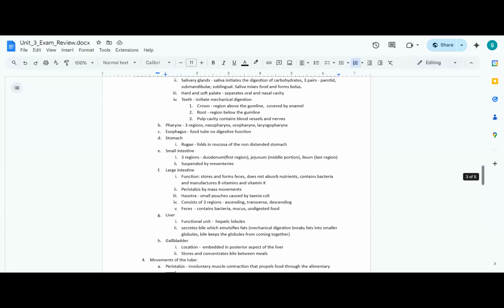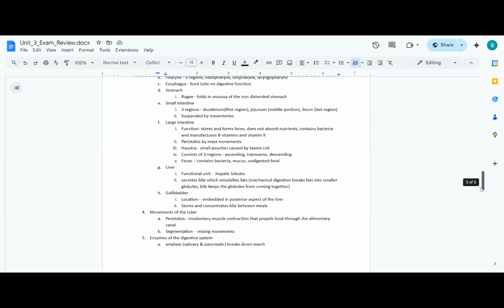So a lot of this we did in lab. The crown, that's the part above the gum line. The root is below the gum line. The pulp cavity, which then leads to your root canal, has blood vessels and nerves. Okay, here are our three regions of the pharynx.